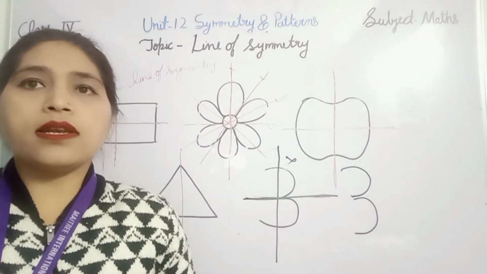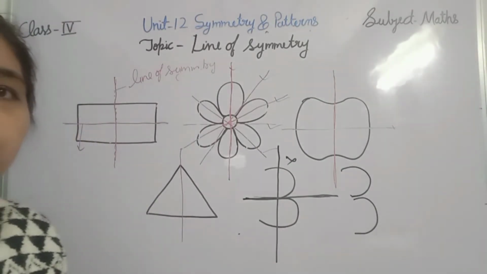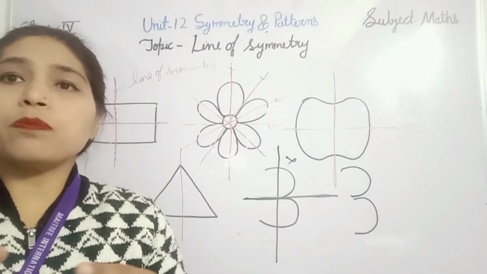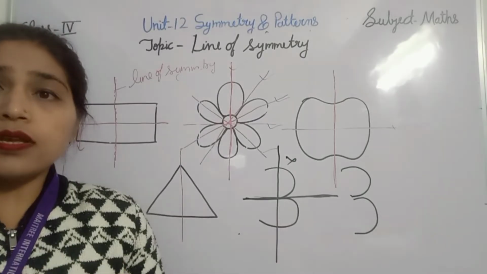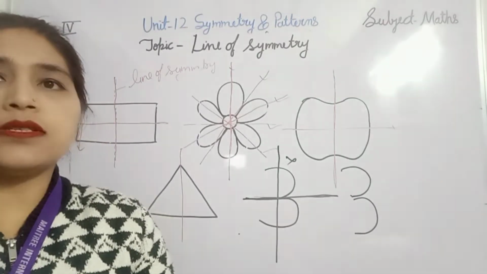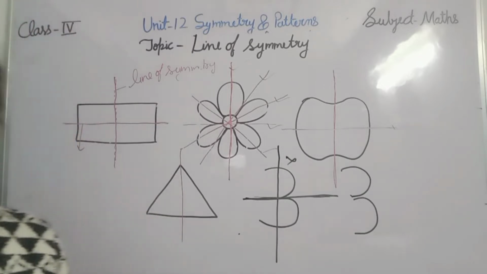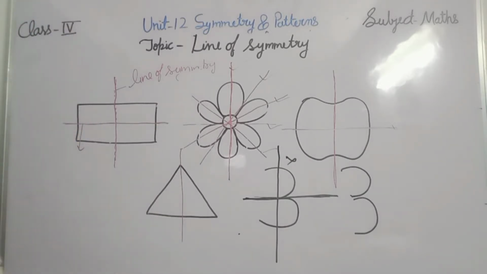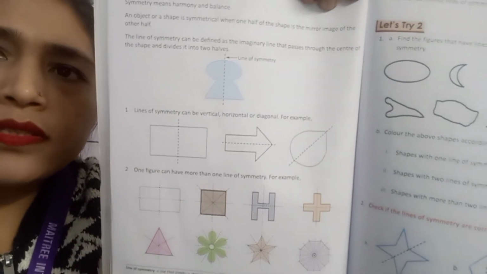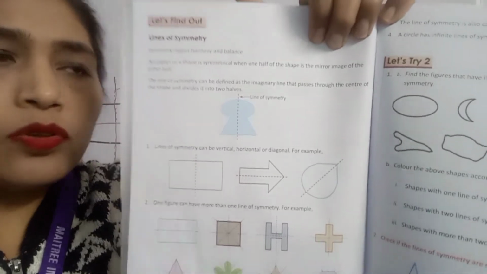Clear to everyone, what is the line of symmetry? The line of symmetry is an imaginary line which passes through the center of the shape and divides the shape into two equal parts. That is called the line of symmetry. Clear? So now let's come to the next topic. Look here, page number 64 of your book. I think it is visible to you.